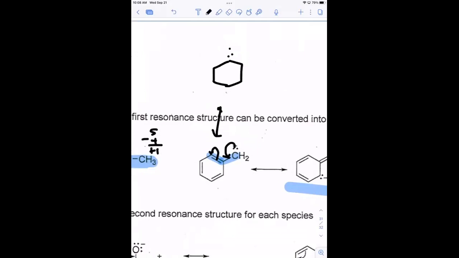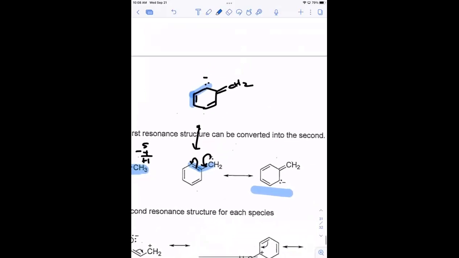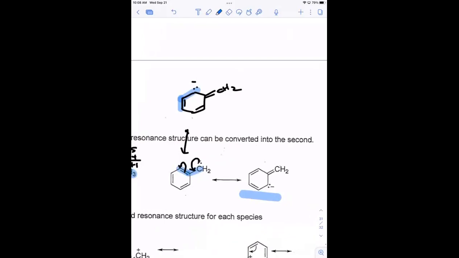That carbon is negative now. And I have a double bond here, one here, one here. Is that pattern going to repeat? Yes. Are the arrows going to be any different for this structure than they were for the first one?